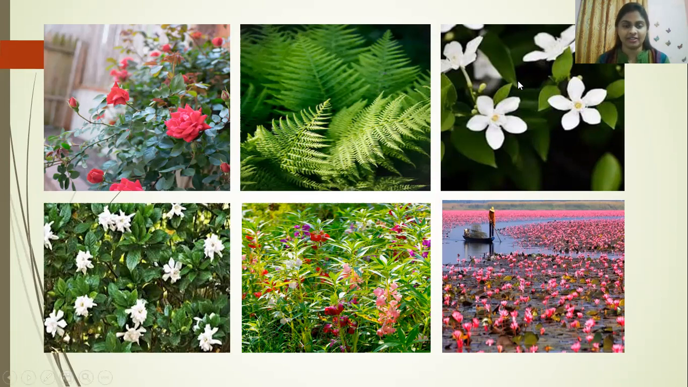This is gardenia. It is very fragrant. And this is balsam. We call it kudalu or punila. This is balsam. Then you can see these are some water lilies. Okay, now you can see 6 plants in this slide. Which of these are flowering and which of these are non-flowering? We are coming to those two terms now, flowering and non-flowering.